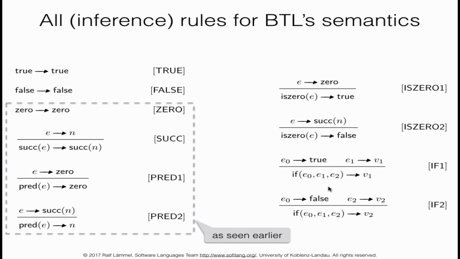And here are the two rules for the if-then-else. And of course, we assume that the condition evaluates to a Boolean value, and depending on whether it's true or false, we continue, so to say, with either the then branch or the else branch.